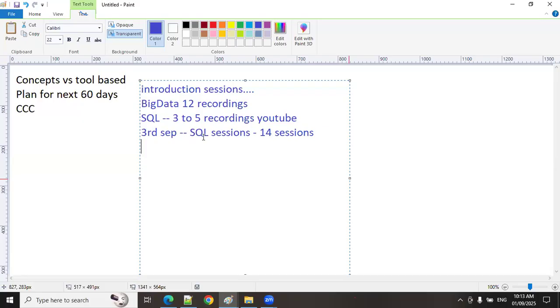So don't waste much time here, guys. We have many important things in future. When we are talking about SQL, it will be handled by Pawan sir. He has almost 12 years of experience completely in SQL only. SQL sessions will be taken by Pawan sir. In between, after 4, 5 or some number of SQL sessions, I will come and take Big Data sessions.